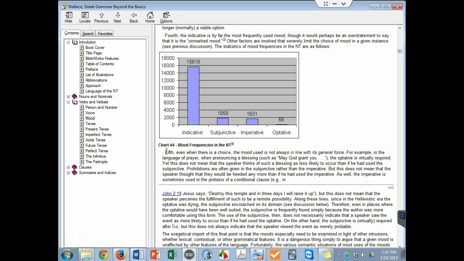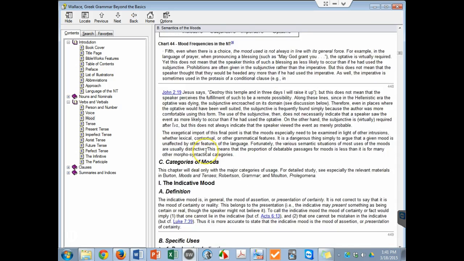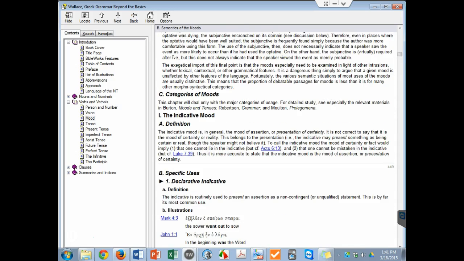And then he notes that prohibitions are often given in the subjunctive rather than the imperative. This doesn't mean that the speaker thought they would be heeded any more than had he used the imperative. So, as always, context and usage determine meaning, right?